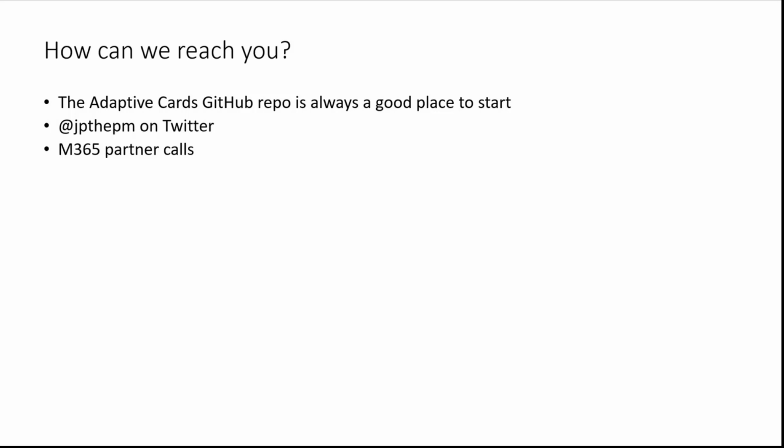The Adaptive Cards GitHub is always a good place to start for any issues regarding Adaptive Cards. If you're having issues with Outlook actionable messages or anything like that, for example, you can also start in our GitHub and we will probably redirect you to the right team there. My Twitter handle is @JPThePM. You can send me a message on there as well and I'll get back to you. And then, of course, the M365 partner calls that we mentioned every Tuesday, they're hosted weekly and you can ask questions in the chat as well.